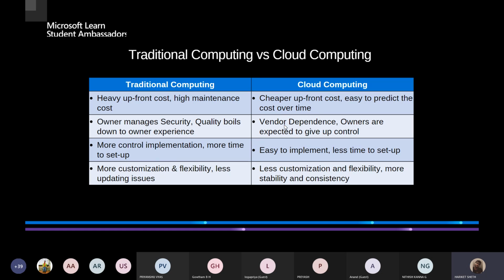Now, this is not a bad thing. Vendor dependence we'll discuss in coming slides, where we'll see what services they offer. Either the vendor controls your services, or you as an owner can also control your services. If you want more customization, you can have more control over your resources. Otherwise, if you are a very small-scale company, or using it for small-scale demo purposes, you can let the vendor provide you all the services. So it's kind of scalable in that.